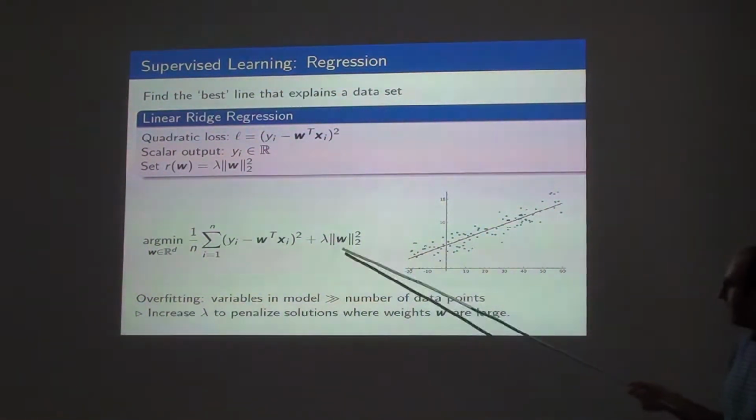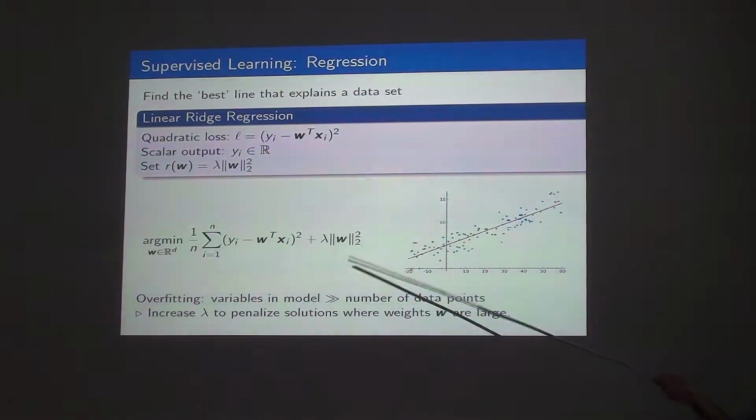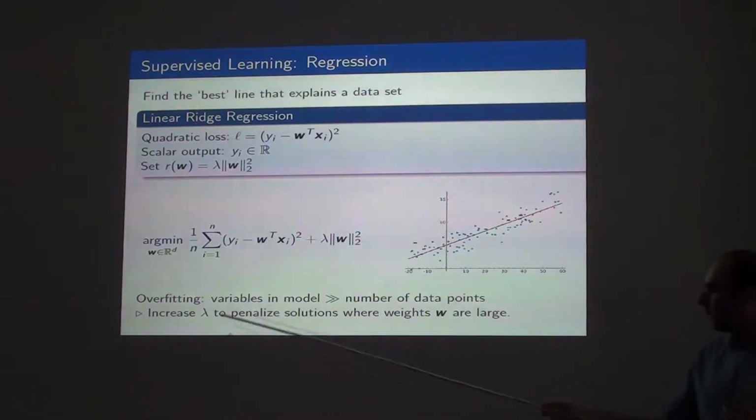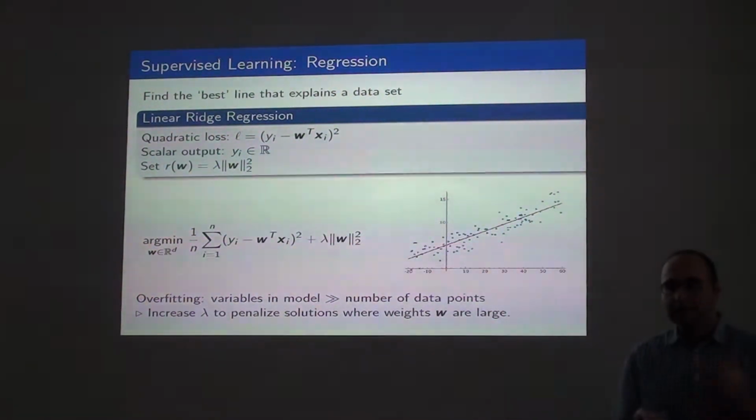And this lambda times w squared acts as what is called an overfitting prevention mechanism. Overfitting, in very simple terms, is when the number of variables in your model is much bigger than the number of data points in your system. So your model becomes very tuned to the data itself, so that it performs very well in terms of training error, but very poorly in terms of test error. So this is in a nutshell.